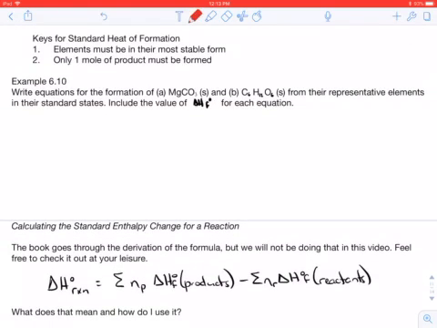Keys for standard heat of formation. The elements must be in their most stable form, and only 1 mole of product must be formed. So if we look there: write equations for the formation of MgCO3 and C6H12O6 from their representative elements in their standard states. Include the value of delta H naught F for each equation.